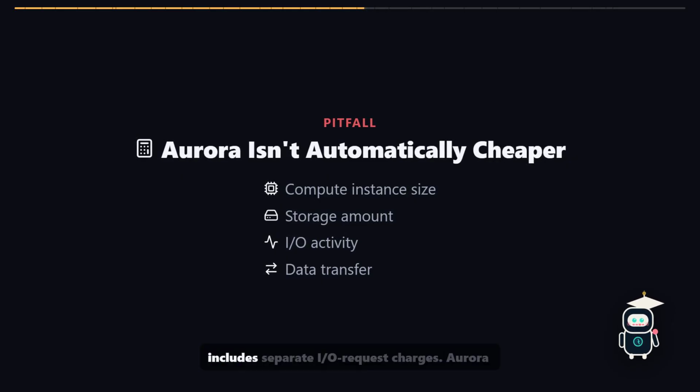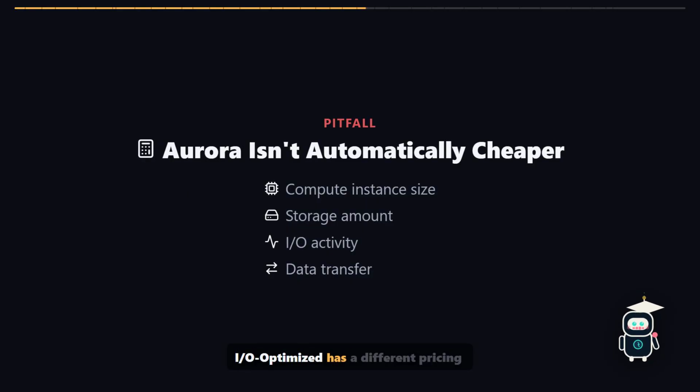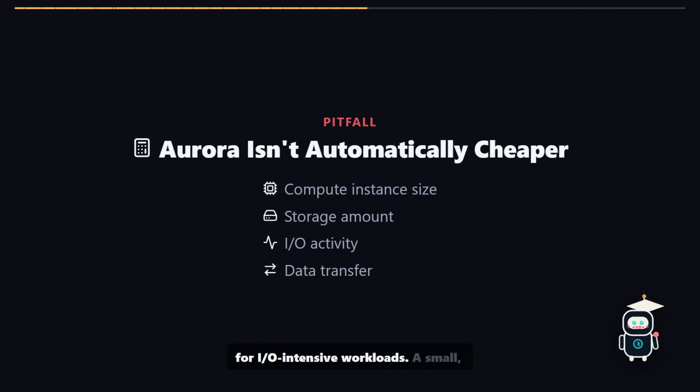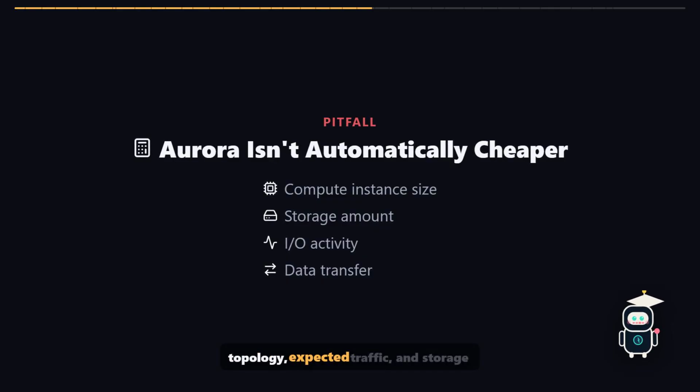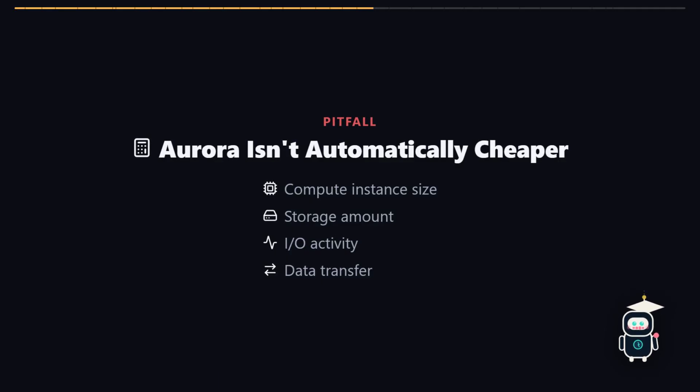Aurora Standard includes separate I/O request charges. Aurora I/O Optimized has a different pricing model and can be worthwhile for I/O-intensive workloads. A small, predictable database might cost less on standard RDS. A variable or demanding workload might justify Aurora's capabilities and cost model. Use the AWS Pricing Calculator with the actual region, engine, topology, expected traffic, and storage configuration. That is more reliable than comparing a single advertised hourly rate.